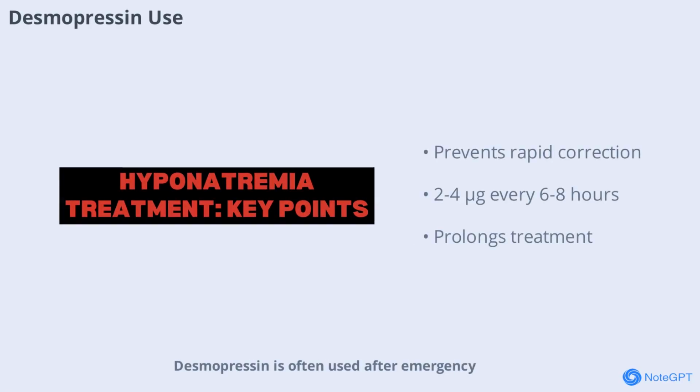Desmopressin is often used after emergency correction to prevent overly rapid sodium increases, especially during water diuresis. While it prolongs treatment and increases monitoring needs, it's effective at stabilizing sodium levels. The recommended dose is 2-4 micrograms every 6-8 hours, tailored to the patient's response.